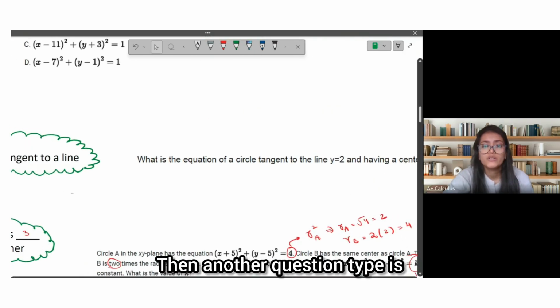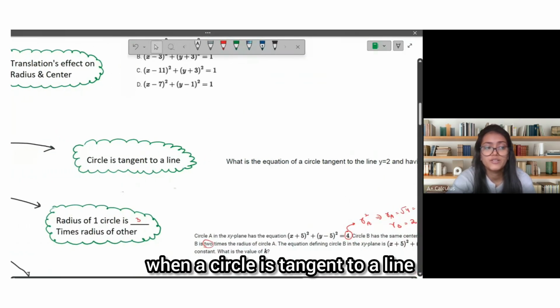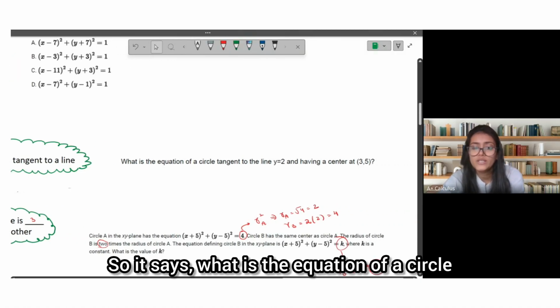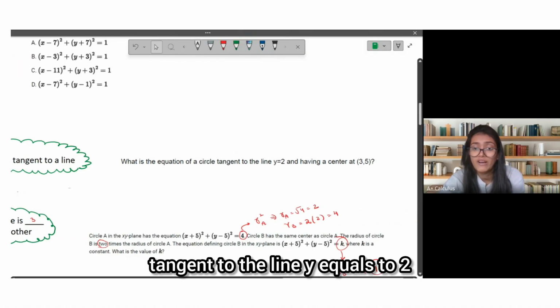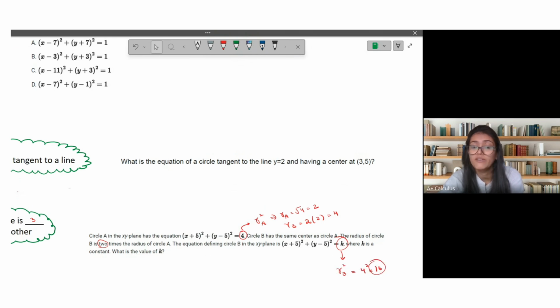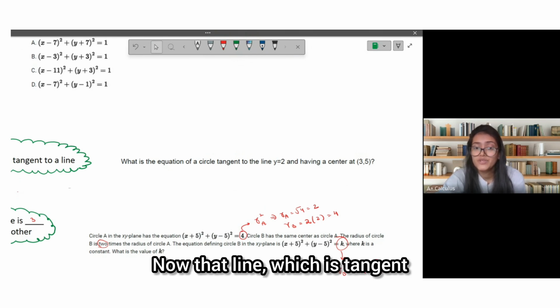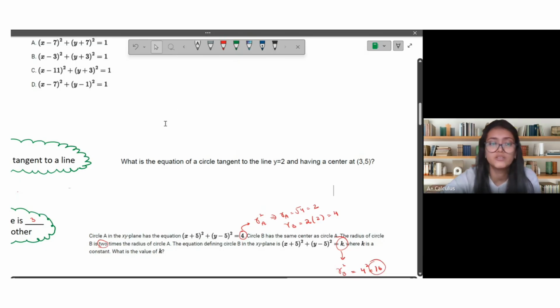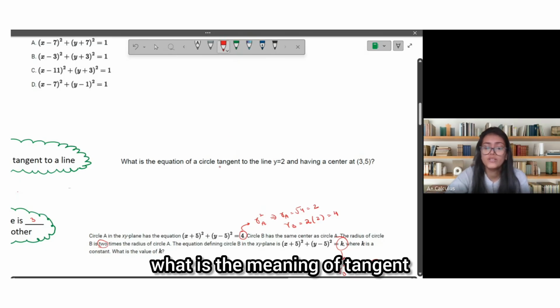Then another question type is when a circle is tangent to a line. Okay, so it says, what is the equation of a circle tangent to the line y equals 2 and having a center at 3, 5? Now the line which is tangent is y equals 2, and now you can have any line as tangent to a circle. Okay, you should know what is the meaning of tangent.